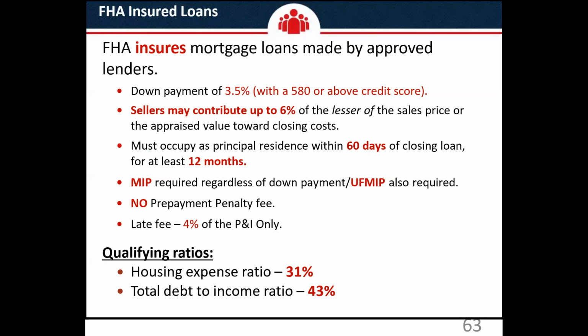Remember, everything in red is a test question. Sometimes it'll say within 60 days, and then the next question will say within 2 months. Same question, 60 days is 2 months. Don't let them trick you. And they must stay in the property for 12 months, or the question may say 1 year. 12 months is 1 year.